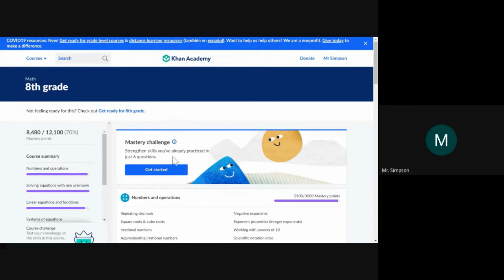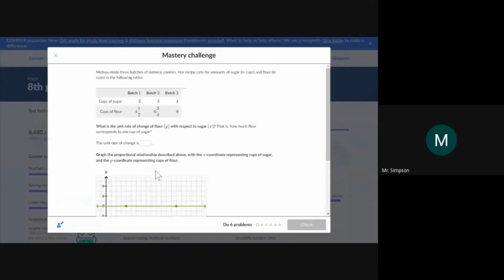So let's get started. This is the first question. It says, Melissa made 3 batches of oatmeal cookies. Her recipe calls for amounts of sugar in cups and flour in cups in the following ratios. Her first batch, she had 2 cups of sugar and 4.5 cups of flour. Second batch, she had 3 cups of sugar and 6 3/4 cups of flour. And then for her third batch, she had 4 cups of sugar and 9 cups of flour.